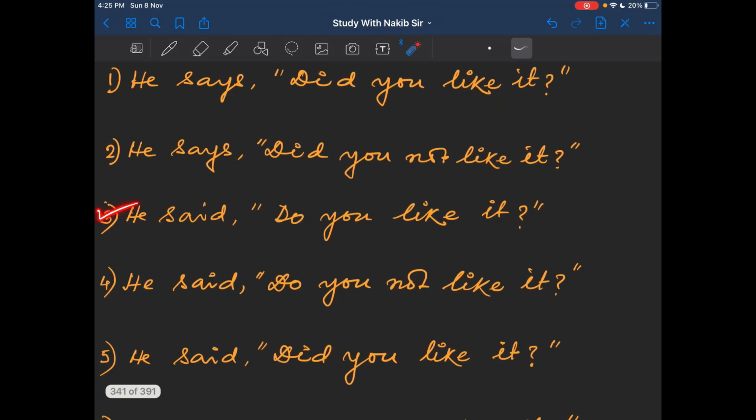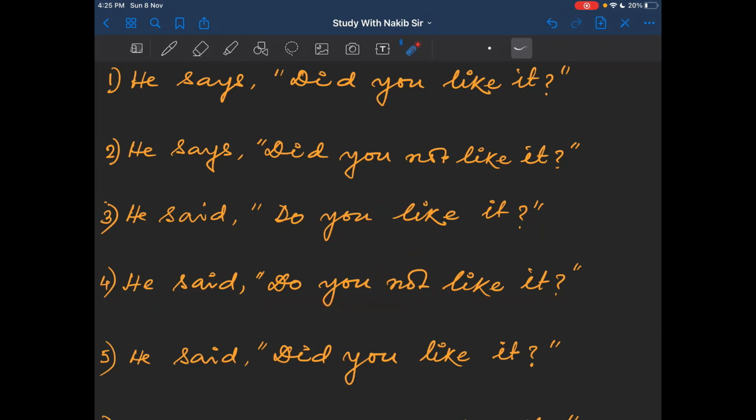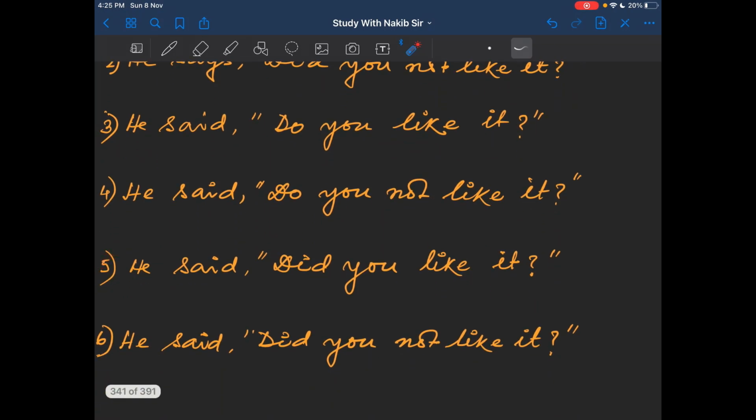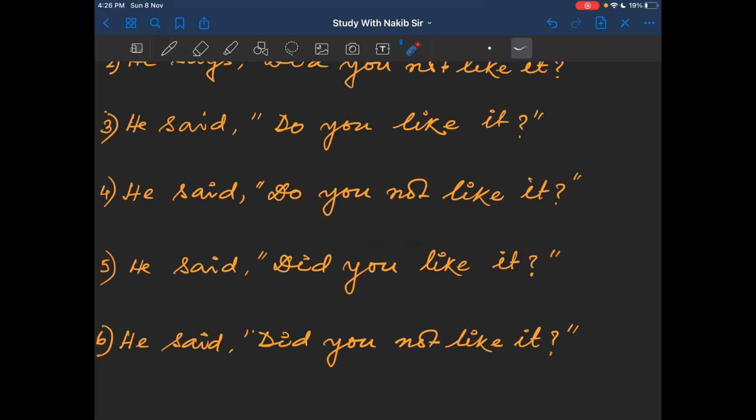Okay, now come to the third question. He said, do you like it? Okay, and the fourth question is, he said, do you not like it? The same way, the first reported speech has no not in it, and the second reported speech has not in it. Okay, now come to the fifth question. He said, did you like it? And the last question, question number 6, he said, did you not like it? See the pattern here. In this pair of questions, the first reported speech is the affirmative interrogative sentence, and the second reported speech is the negative interrogative sentence. Everywhere it is like this. Now pause the video and do your works.